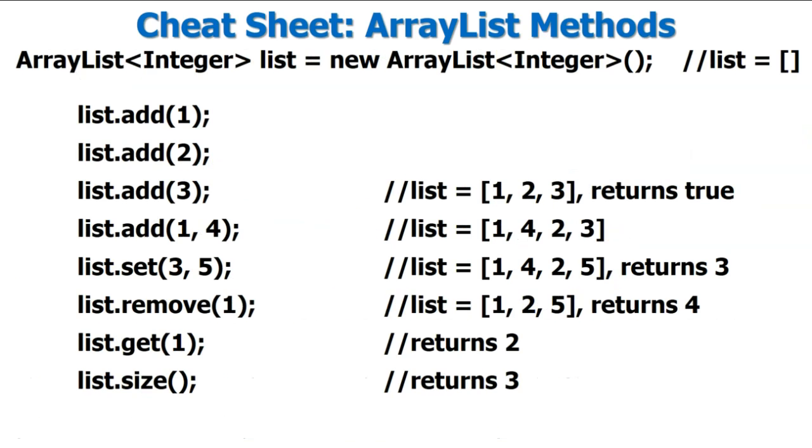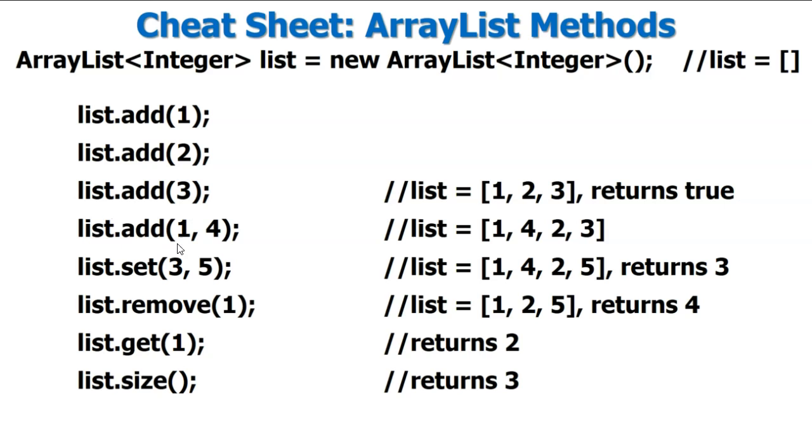Let's take a look at all these live here. I'm going to create an ArrayList called list of integers. And remember, when I create an ArrayList, it initially starts empty. There's nothing in it. Let's add 1, 2, and 3 to that. That's going to give me a list containing 1, 2, and 3, just always appending that next item to the end of the list. Again, this returns true if we want to use that for some reason.